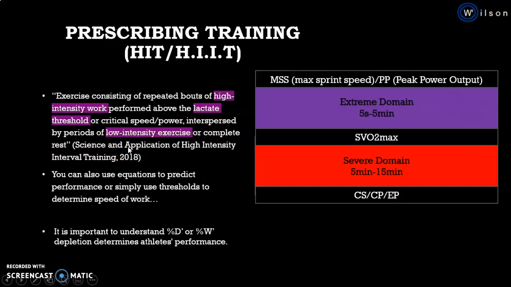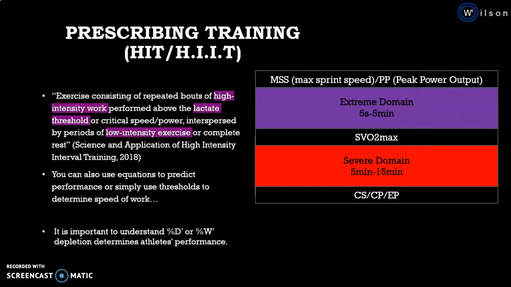What's cool about this is, to my knowledge, the main guys that came up with the 30-15 test were also responsible for the creation of this book, along with countless experts in the field of exercise physiology. However, they still use critical speed and power as the lowest speed or lowest work rate that you use, and then go up from there to prescribe HIIT training.